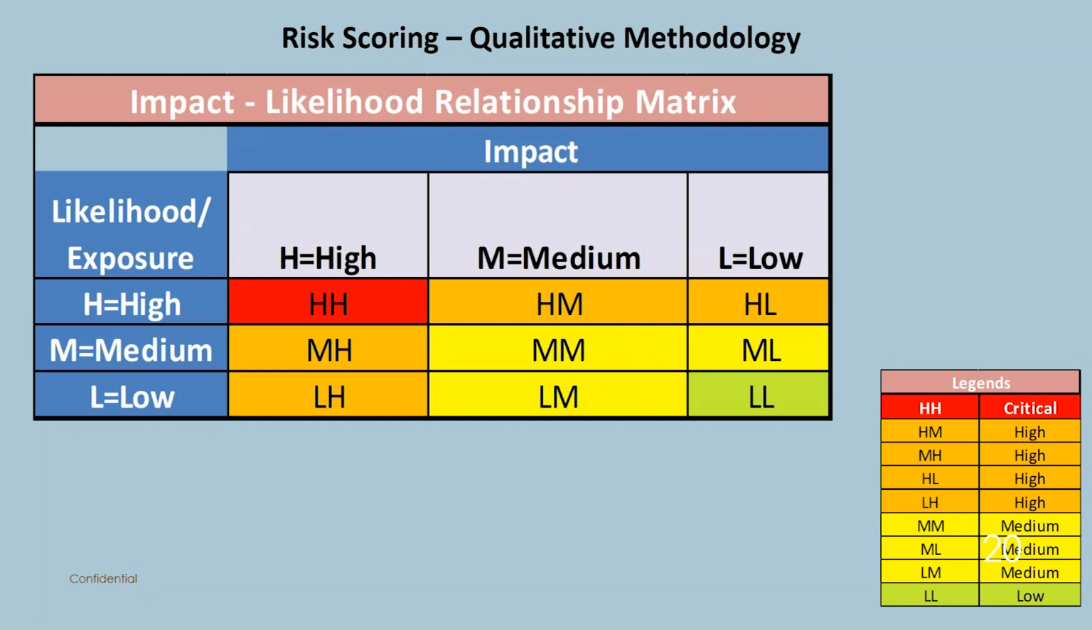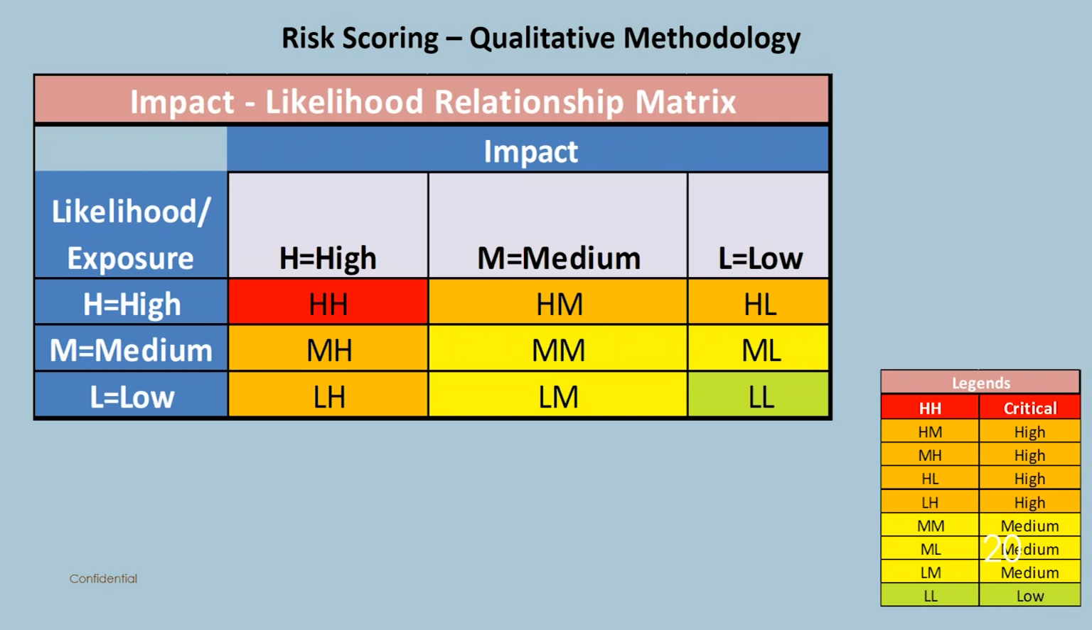To calculate, for example, the impact and likelihood, how to calculate the severity of threat: it is a product of impact and probability. If likelihood of exposure is high and impact is high, then it is HH. While if likelihood of exposure is low and impact is high, then it becomes LH. If it is medium, it becomes LM. If it is low, it becomes LL.